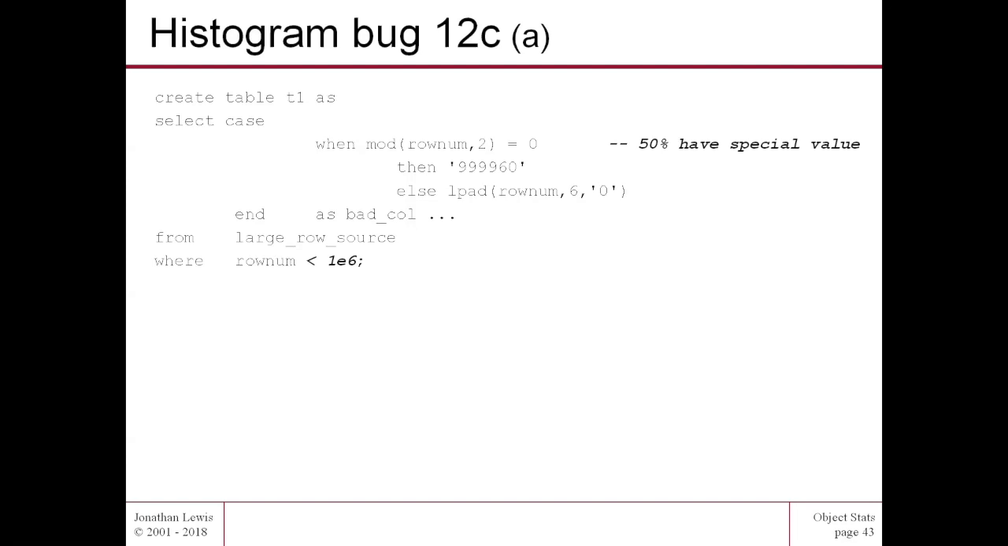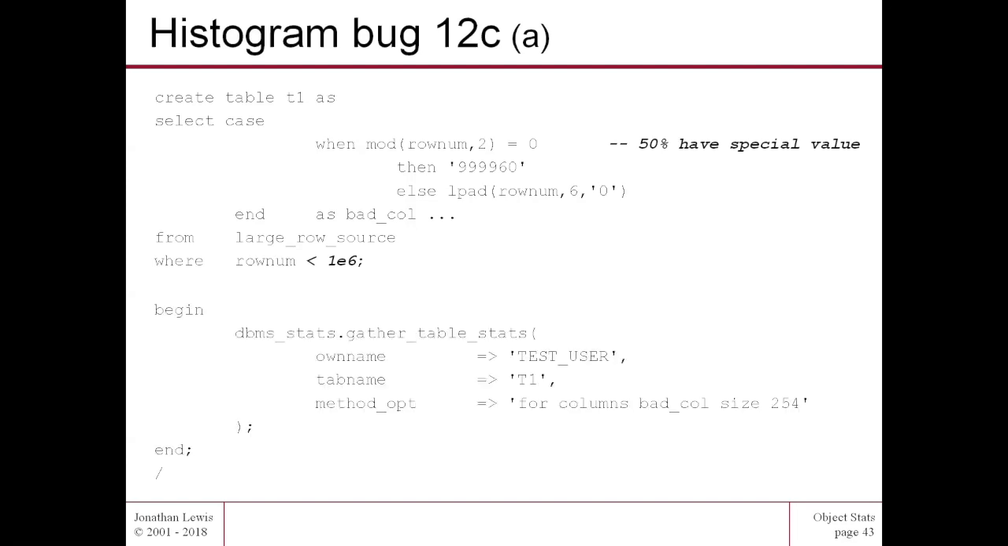I've actually modeled this. Again, I think I better just skip through this very, very quickly. So I've created data here. Half my data has the very special value as character string 999960. But there's a few rows with a character string which is a bit higher than that in value, and the rest of the data is virtually unique.